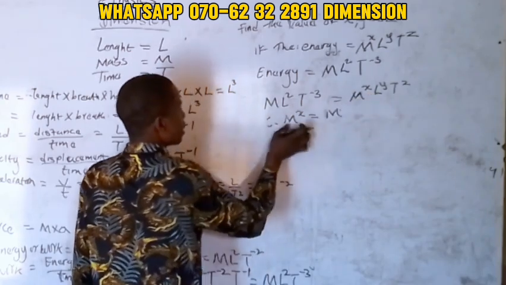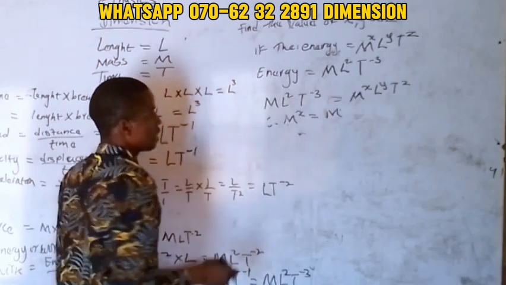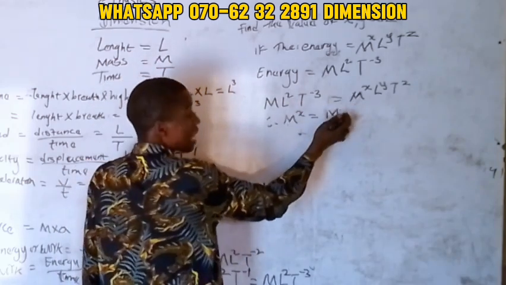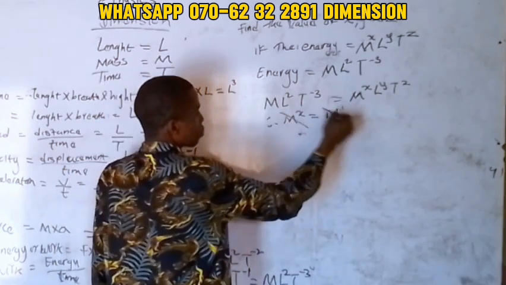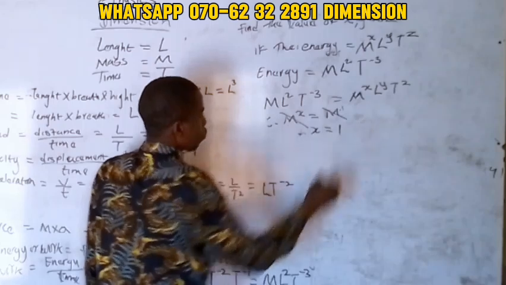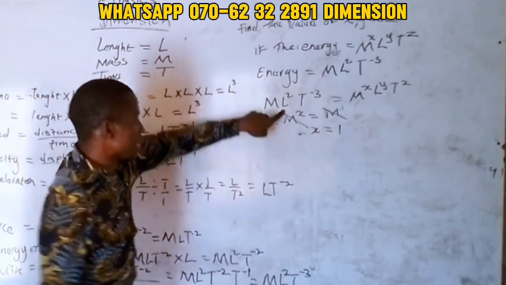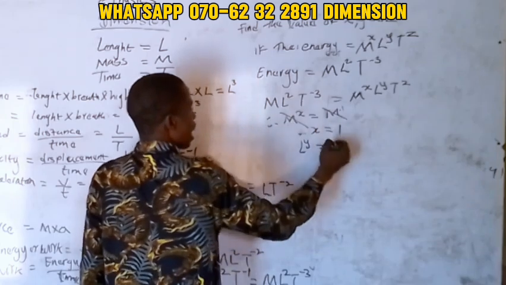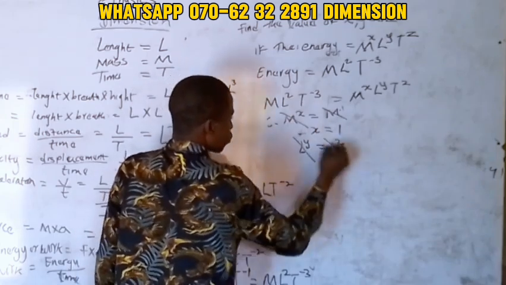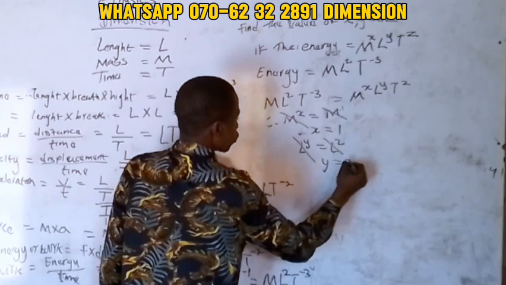The M here, put it here. This one, do you see any power in it? You have a raised power of 1. This one cancels each other, so x equals 1. Now, what is L? L equals L to the y, and L equals 2. L cancels L, so y equals 2, the powers.